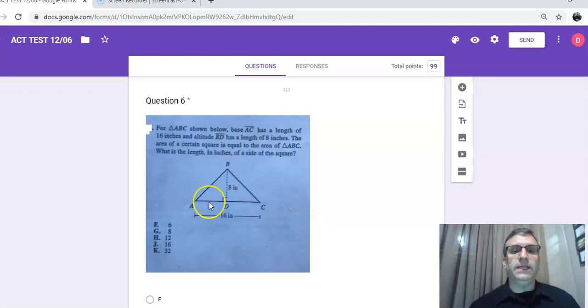You have triangle ABC. To find the area of a triangle, it's always 1/2 base times height. Now, pay close attention to what they're asking. What is the side of the square? So you've got to read the whole question.